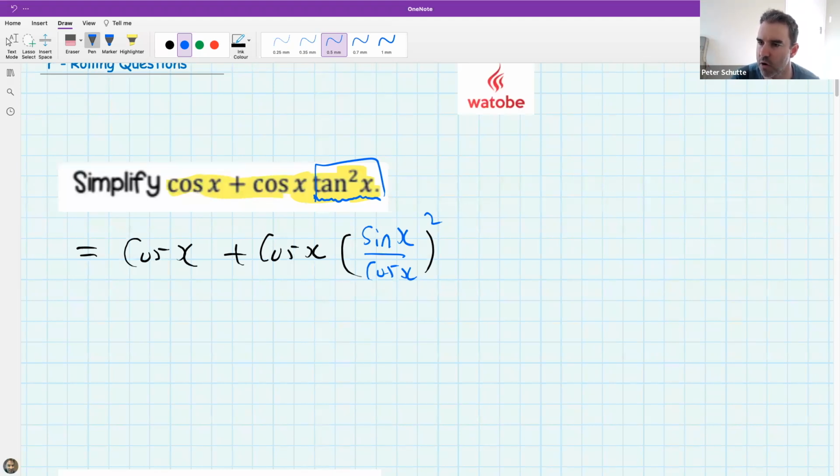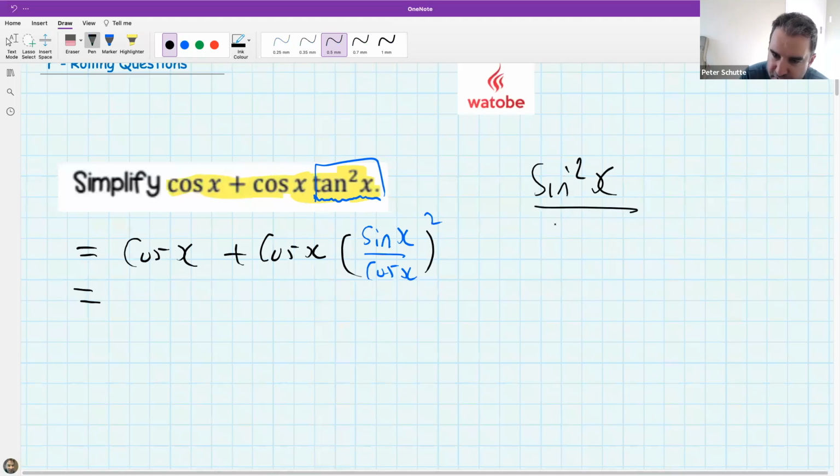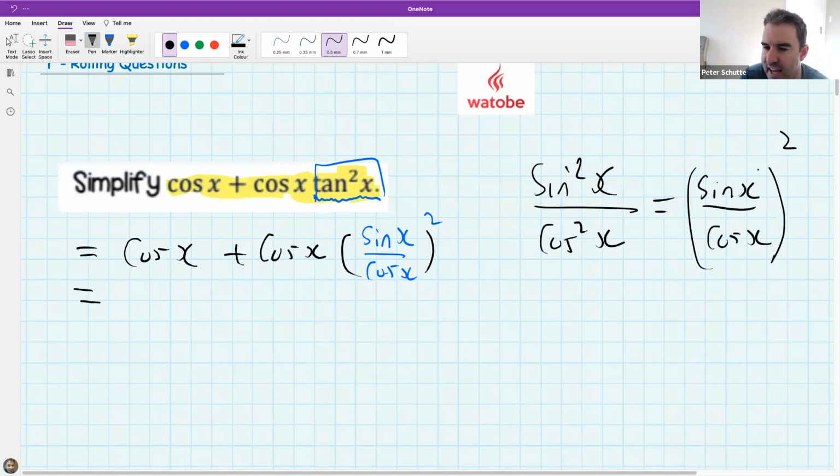So let's go to Umta. Sir, I was going to ask you, is sine squared x over cos squared x the same as sine x over cos x to the power of 2? Exactly. So again, you're on fire today. They are exactly the same thing, but let me just write them out like this. So these two mean the same thing.